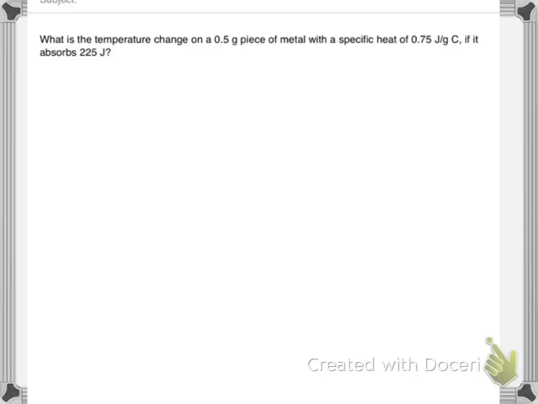Alright, so now let's look at a different problem. This problem is now asking us the temperature change of a 0.5 gram piece of metal with a specific heat of 0.75 joules per gram degree Celsius if it absorbs 225 joules. So again, the formula we're going to be using is Q is equal to mc delta T.